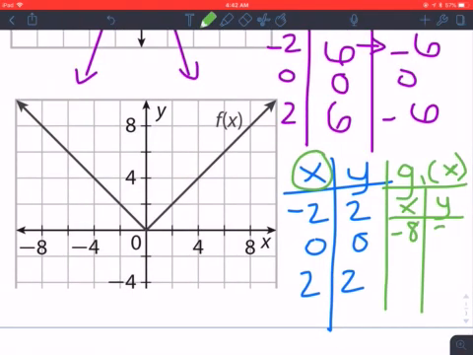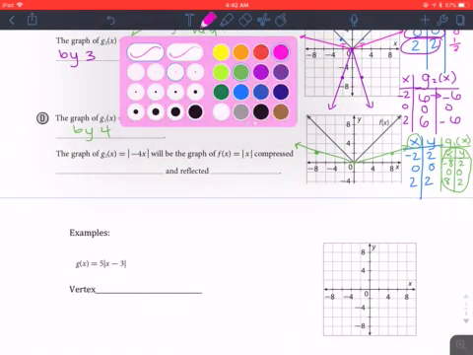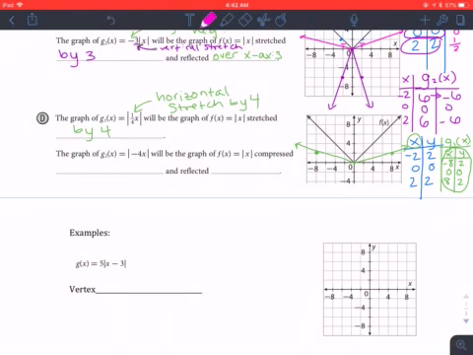So -8, my y value stays the same. That point 0, 0, 0 times 4 is still 0, so it stays 0, 0. 2 times 4 is 8. My y value stays the same. So here's my new points for g sub 1 of x. I've got -8, 2, 0, 0, and then 8, 2. So this thing is stretched horizontally. And then g sub 2 of x. Alright, we've got a -4 inside the function. Remember, the negative does one thing, the 4 does another.